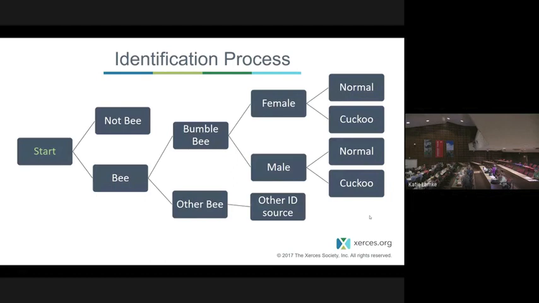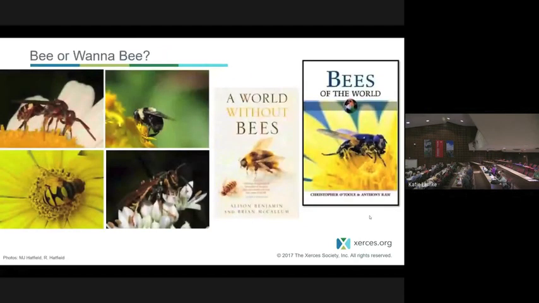So what we're going to do now is I'm going to teach you how to identify, right? It's not that hard. This is beautiful here. But the first thing that you have to start with is, do you even have a bee in front of you? Which sounds simple, but it is not usually, right?